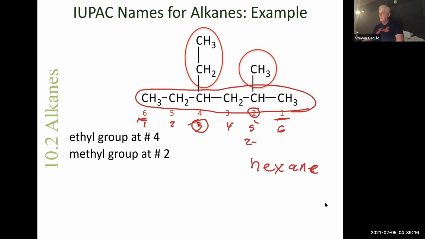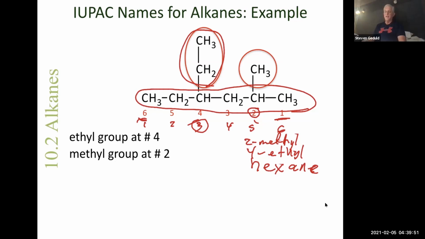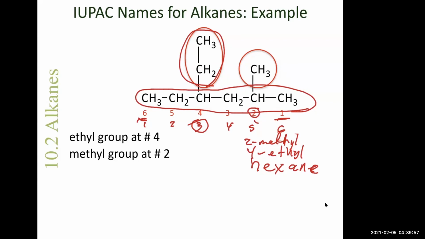There's a number 2 group. There's what? A methyl. And then number 4, what's 2 carbons? Ethyl. Perfect. So there's a methyl group at number 2 carbon. There's an ethyl group at number 4 carbon. Right? And it's a hexane. So put them together. Which comes first, ethyl or methyl? Ethyl. Why? Alphabetical. You got it. Perfect. So it's going to be 4-ethyl, 2-methyl hexane.